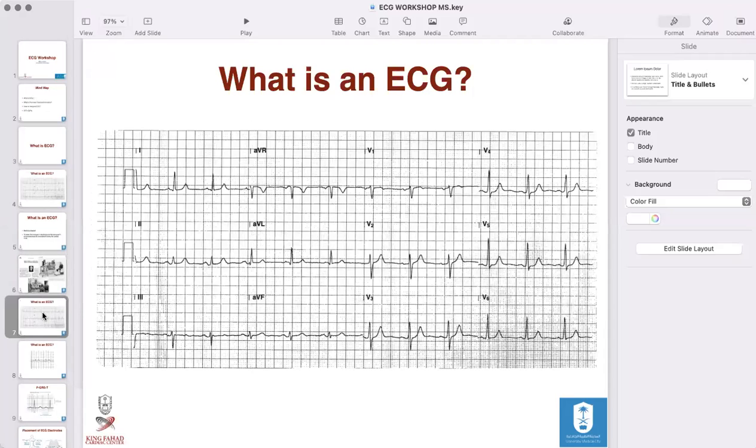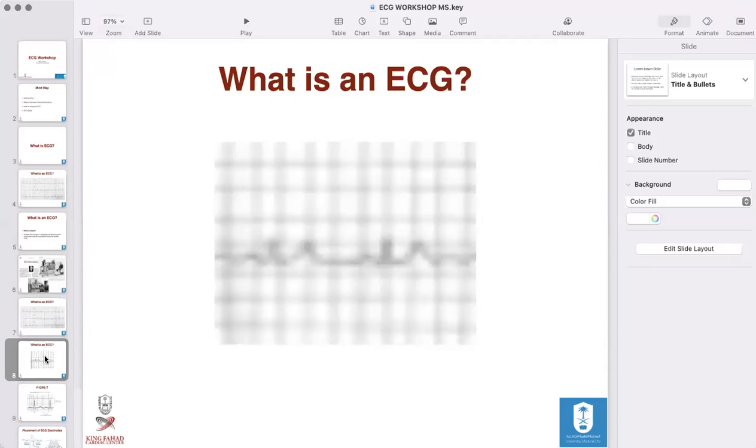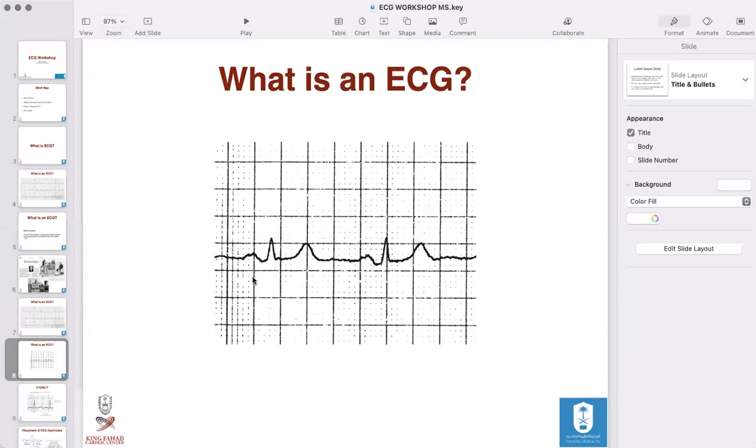So in each beat, you can see this is a full beat, and between beats, an isoelectric line, okay? And if we enlarge that, so we understand each deflection, what does it mean?